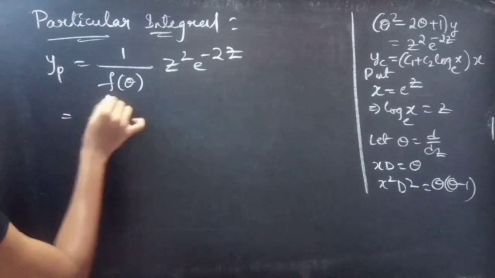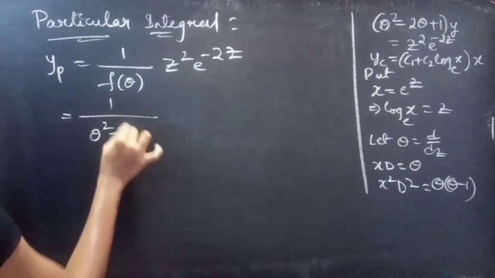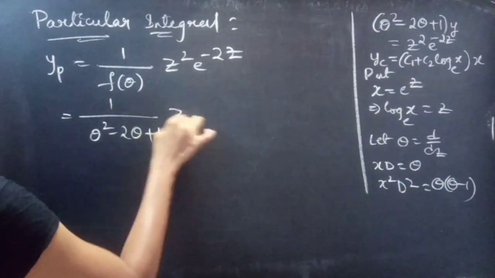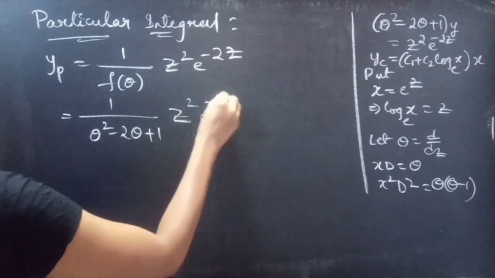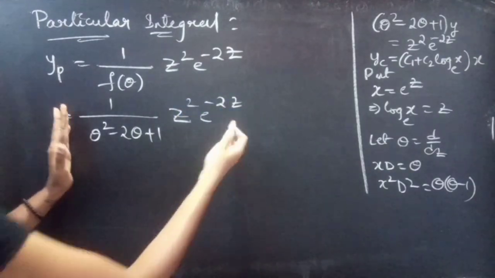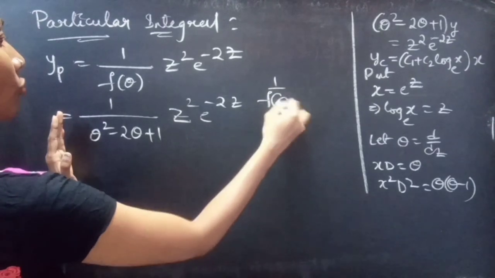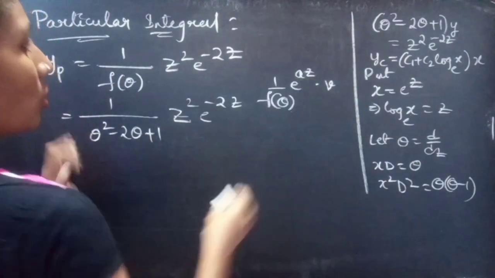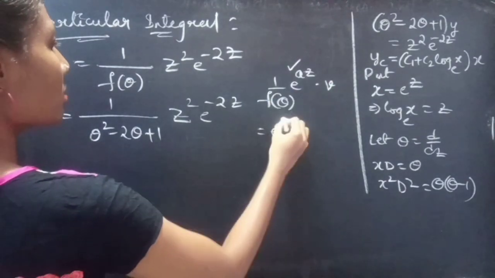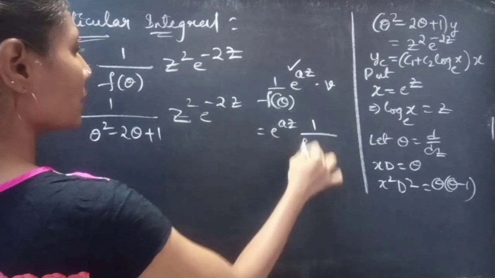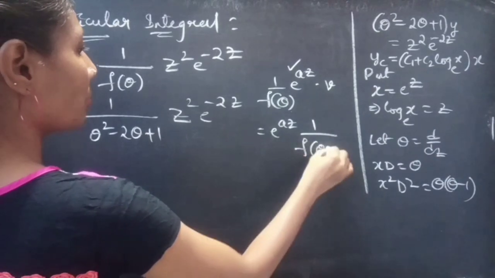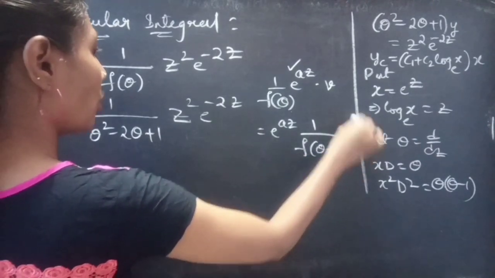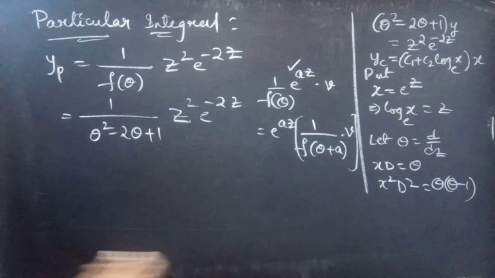Okay, this is equal to f of theta, theta square minus 2 theta plus 1 into z square e power minus 2z. So this is of 1 by f of theta into e power az into v form. We'll shift e power az towards the left by replacing theta with theta plus a, and later we'll operate v with 1 by f of theta plus a.